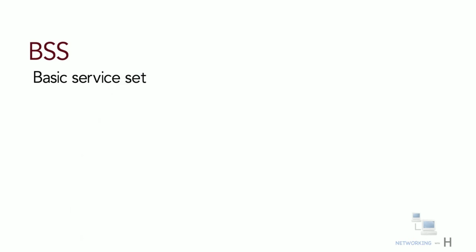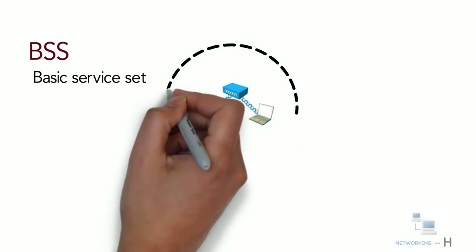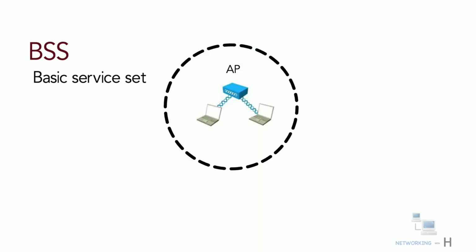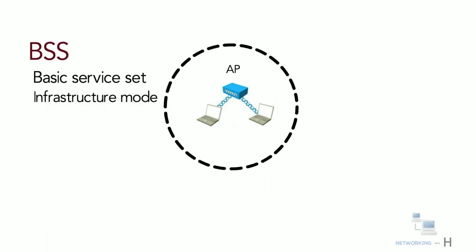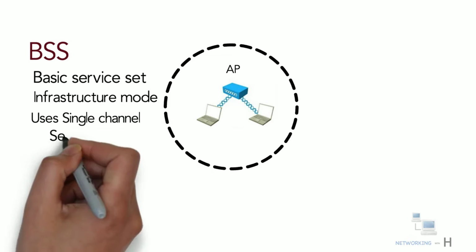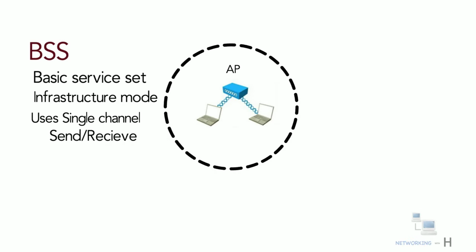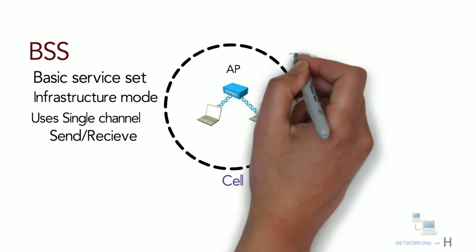At the heart of every BSS is a wireless access point. Here the AP operates in infrastructure mode. With infrastructure mode, we connect all wireless devices to a central device, the access point. The idea behind a BSS is that the AP is responsible for the wireless network. The BSS uses a single channel for all the communication. The AP and its wireless clients use the same channel to transmit and receive. The AP's signal range defines the size of the BSS, and we call this the cell.